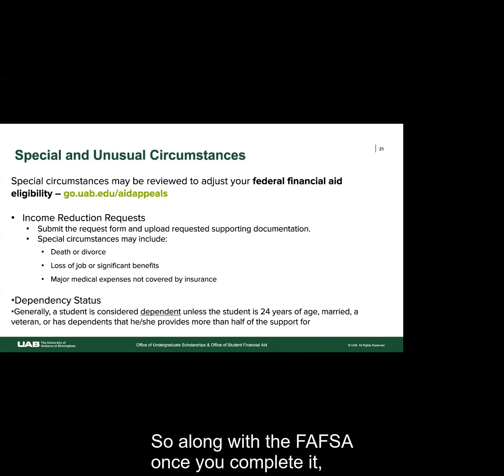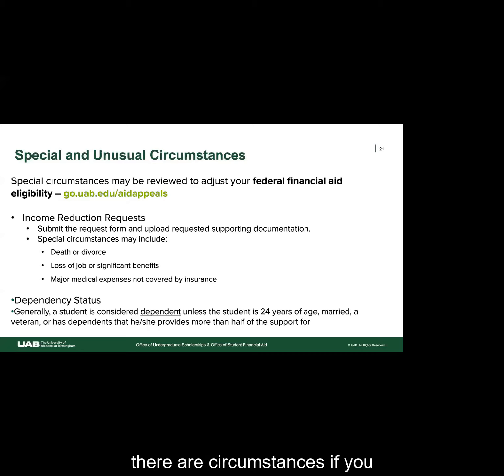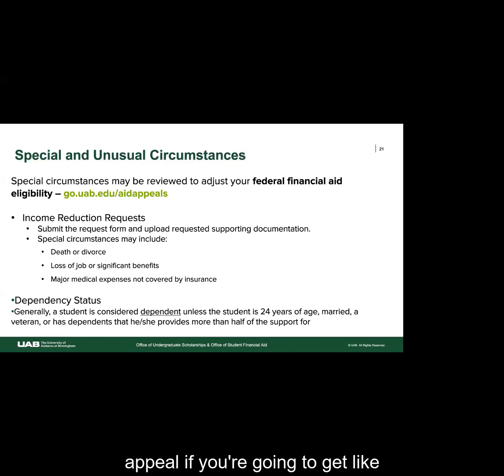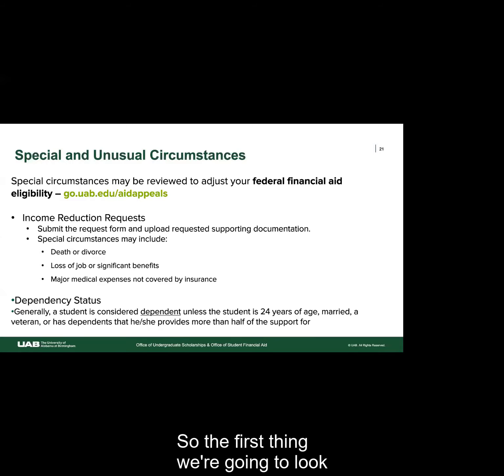All right, so along with the FAFSA, once you complete it, there are circumstances where you can appeal your FAFSA decision. That's to appeal if you're an independent student, or to appeal your Pell Grant or your SAI number. The first thing we're going to look into is a special circumstance appeal, which is reviewed to adjust your financial aid eligibility.